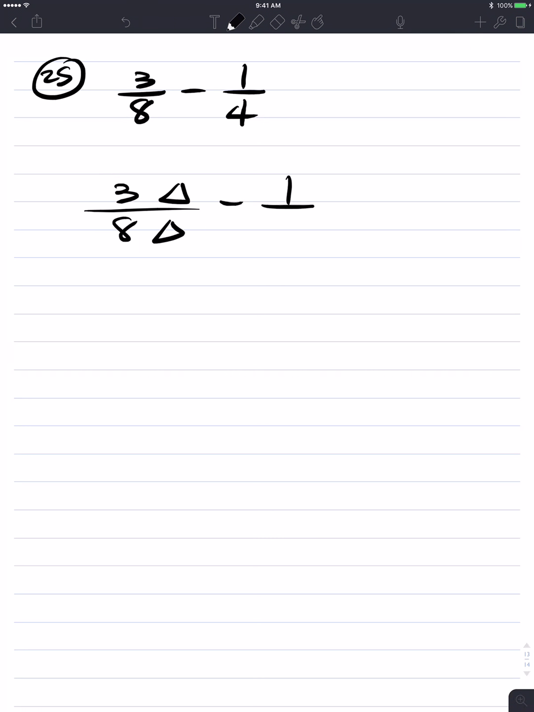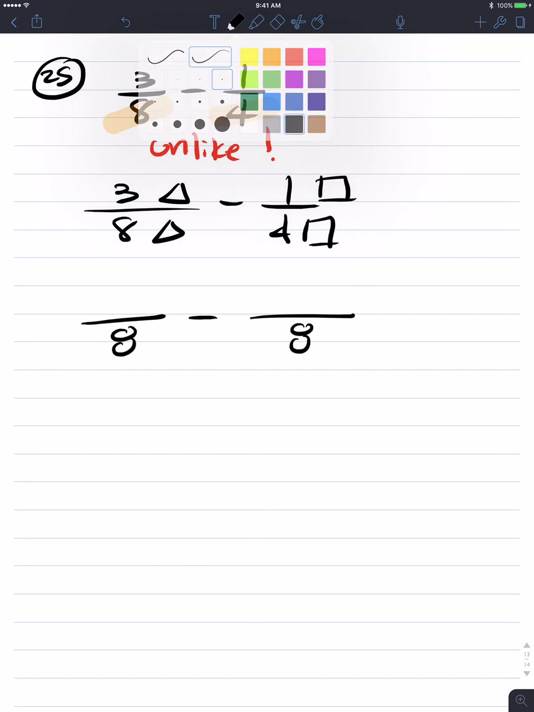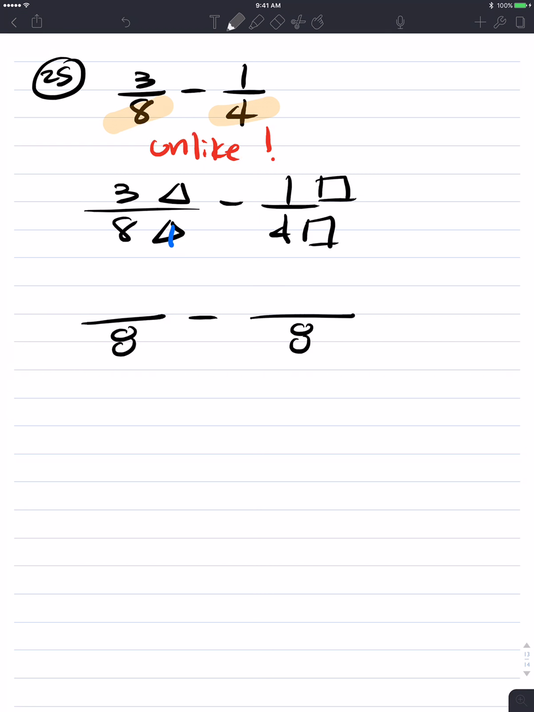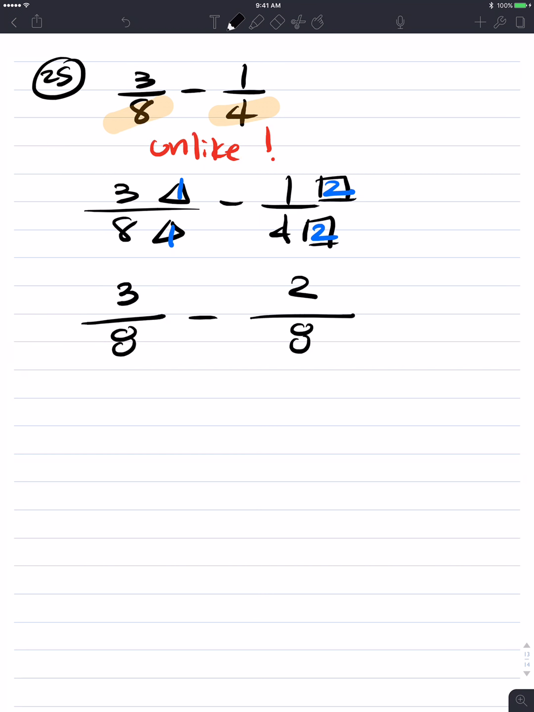Again, just to point out that these fractions are not like. They are unlike. They have different denominators. So I'm going to have to go through my setup and determine the LCM of 8 and 4, and that's 8. Eight times 1 gives us 8, and 4 times 2 gives us 8. So 3 times 1 is 3, 1 times 2 is 2. We find 3 minus 2 over 8, which gives us 1/8. We're done.